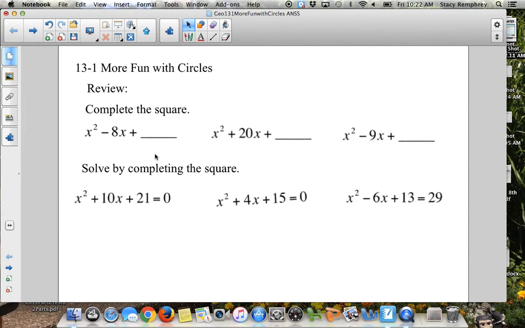See if you can remember how to complete the square. Mr. Lewis taught you this last year. So give that a try and fill it in, and then you can come back and check your answers.